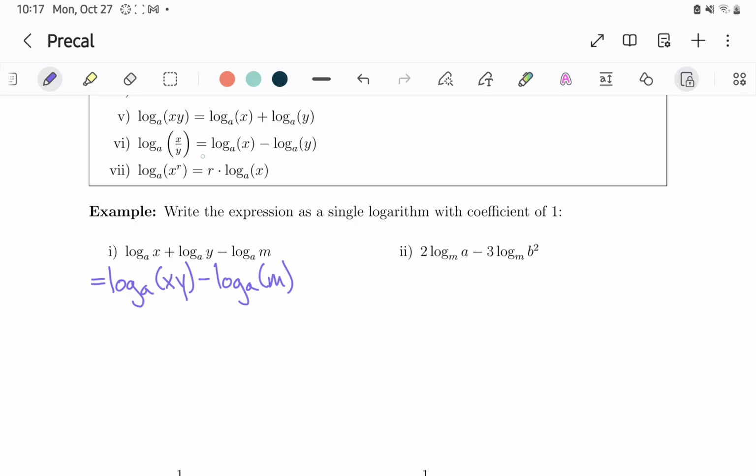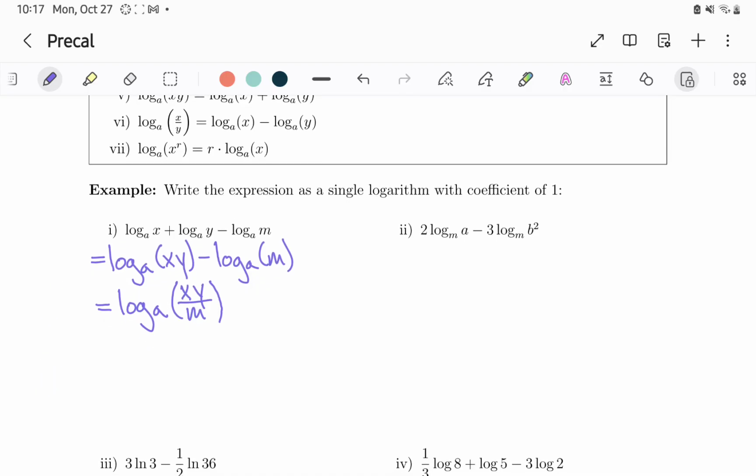Next we can use the quotient property to say that this is equal to log base a of x times y divided by m. Since we had minus log base a of m, that's the same as just dividing by m inside the logarithm. Now we have the expression written as a single logarithm with a coefficient of 1. So we are done. On to the next example.